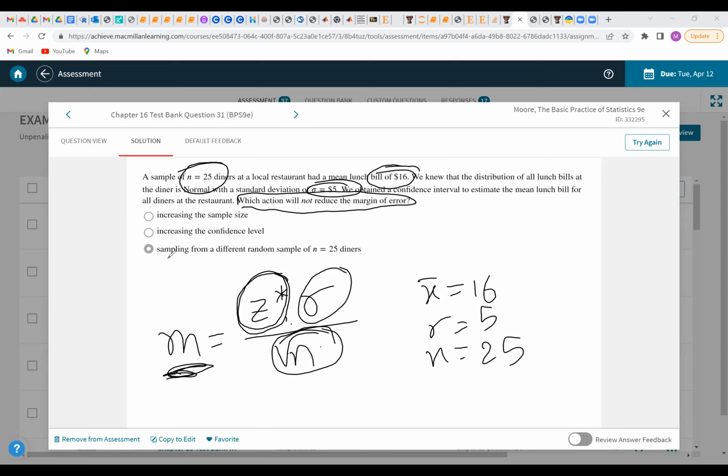And what will happen if we take a different random sample of n equal to 25? If we fix the sample size and take a different sample, it will change the value of X bar, so we'll have a different value of X bar for different samples, right? But it will not affect the value of M. So sampling from a different random sample of 25 diners will not reduce the margin of error. So this one should be the correct answer.